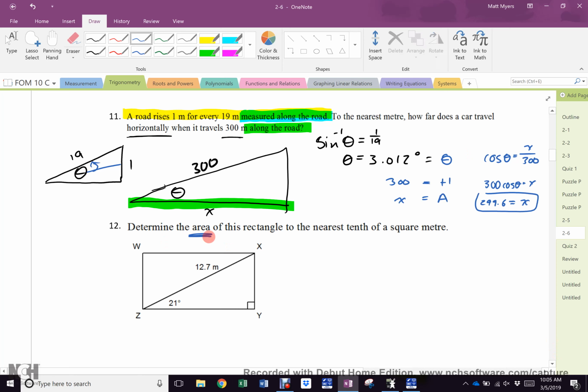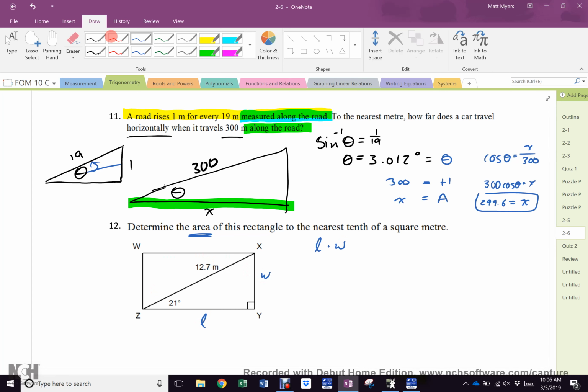What do I need to find the area of a rectangle? I need length times width, correct? Do I have either of those things? No. Where do length and width live on a triangle? Width, length. Do I have either of those? No, so I must solve for them, yes?